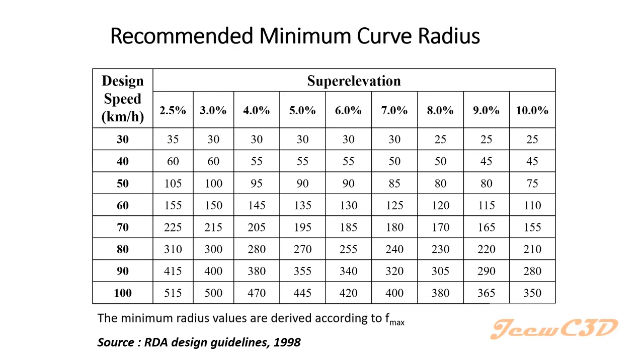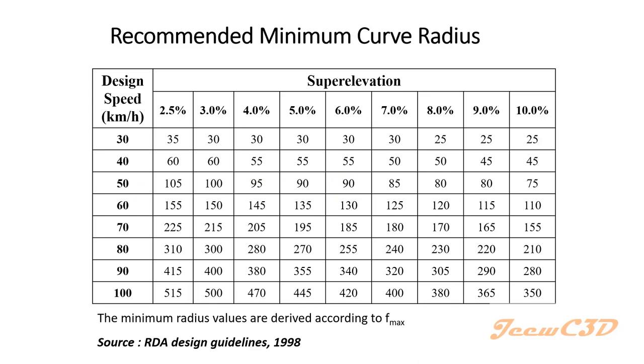One more example, if we assume that we are going to design a road with 50 kilometers per hour. Here 50 kilometers per hour, let us say that is an urban area as well. So you can have a maximum super elevation of 6%. So you have this row and this row. So the lowest radius you can take is 90 meters.